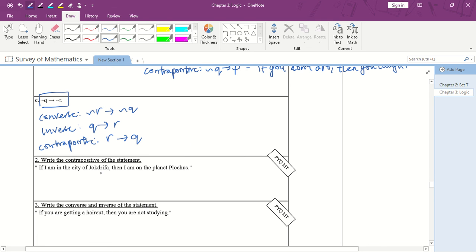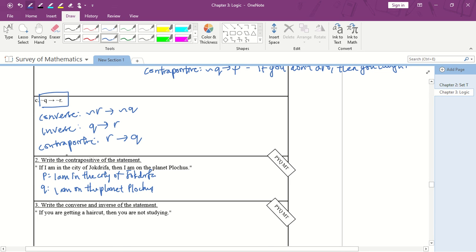And now we need to write the next question. Write the contrapositive of the statement. Again, we need to figure out what the simple statements are here. P: I am in the city of Jogdriva, which I don't know where it is. Then Q: I am on the planet Blochus. I don't know where that is either. Again, something weird is okay.